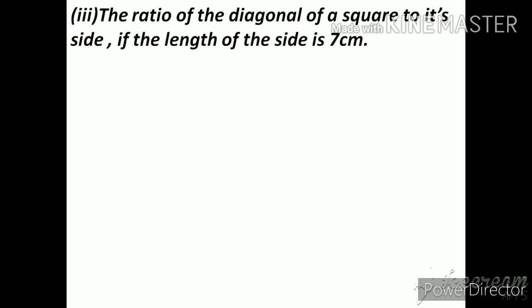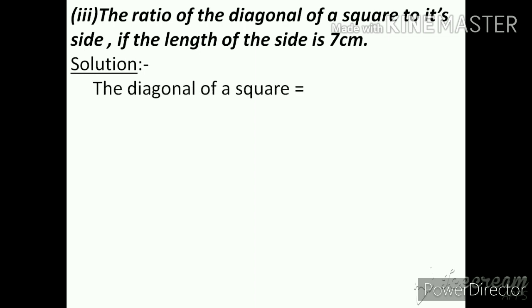Now, third one. The ratio of the diagonal of a square to its side if the length of the side is 7 centimeter. Here, children, diagonal of a square. The formula is, children, root 2 into side. And length of the side is given, children, 7 centimeter. The diagonal of a square equals root 2 into side. This is the formula, children.